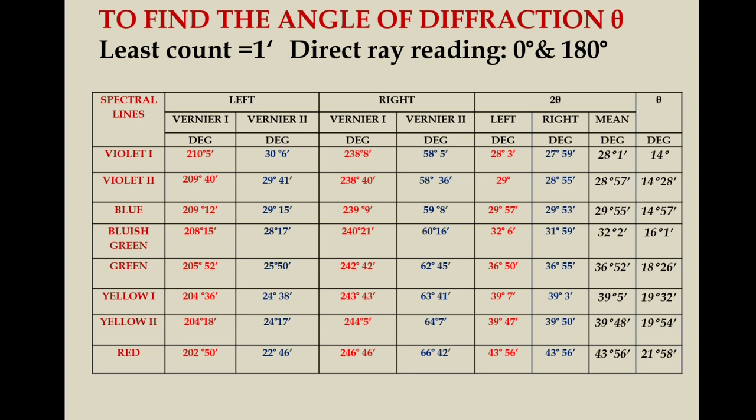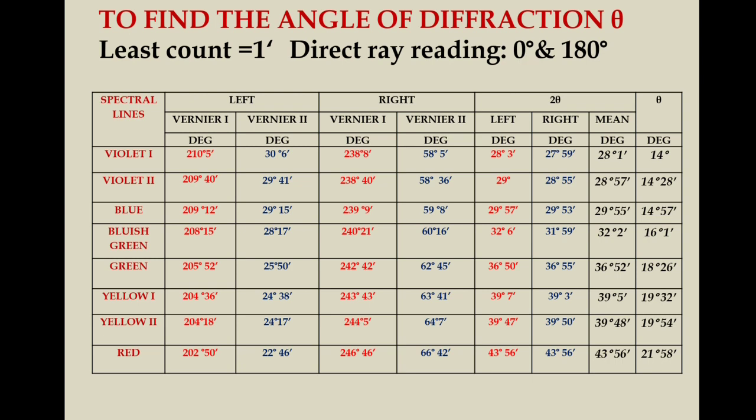In the same way, you subtract the vernier 2 readings of left and right, which is highlighted in blue color. For the first reading, the vernier 2 of the left is 30 degree 6 minutes and vernier 2 of the right is 58 degree 5 minutes. If you subtract, you will get 27 degree 59 minutes. For the last reading, red, for left vernier it is 22 degree 46 minutes, and for the right side the reading is 66 degree 42 minutes. If you subtract, you will get 43 degree 56 minutes.